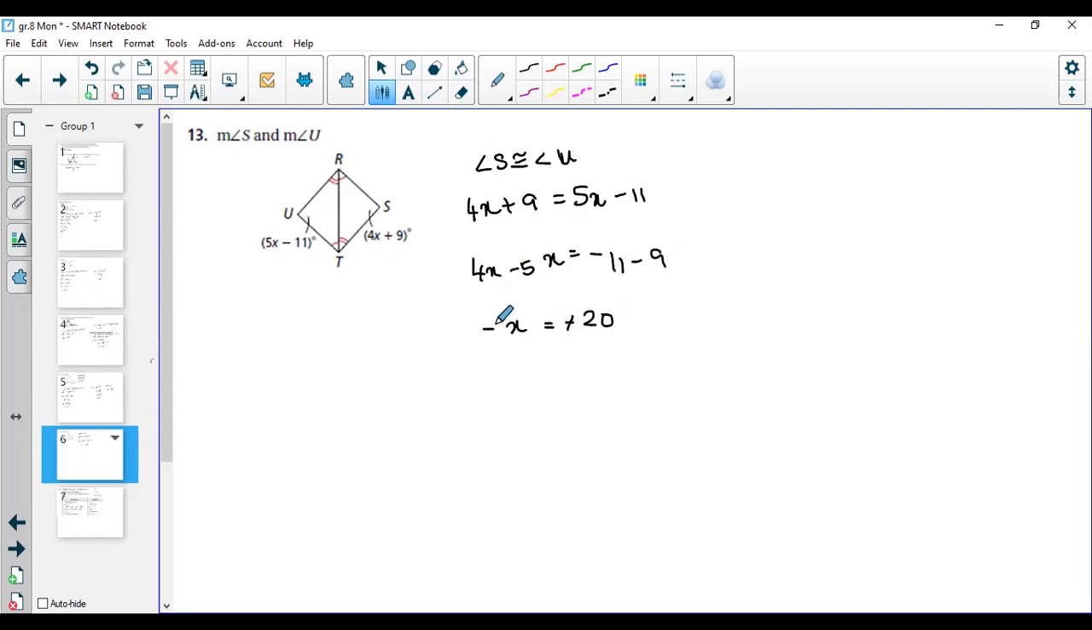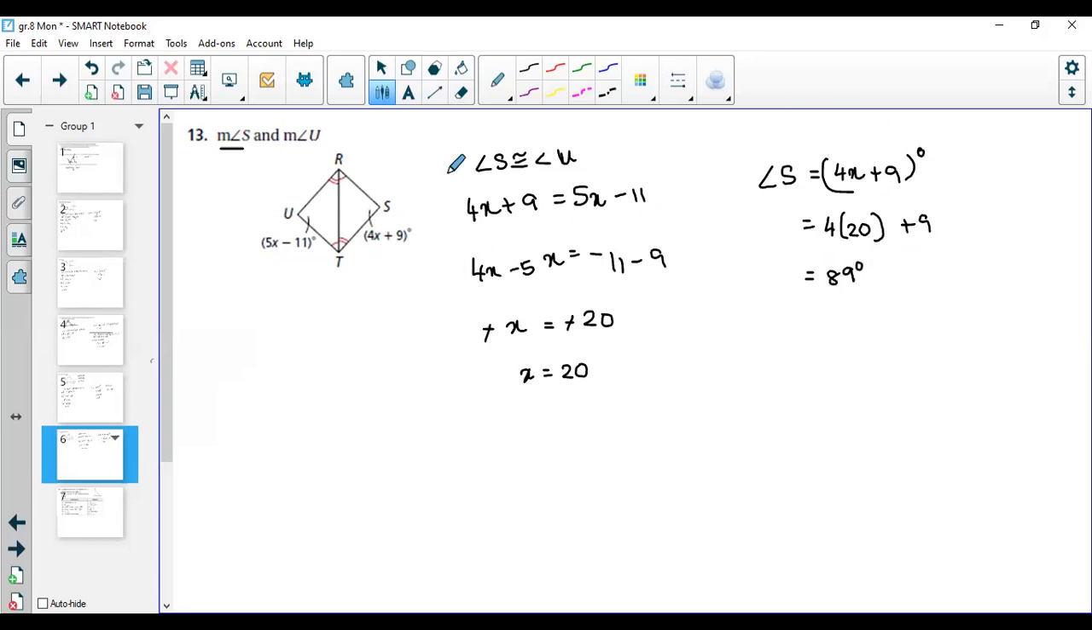So you can remove the negative signs. That leaves you with x equals 20. Now take the measurement of angle S. That's 4x plus 9 degrees. So that's 4 multiplied by 20 plus 9. That's going to give you 89.